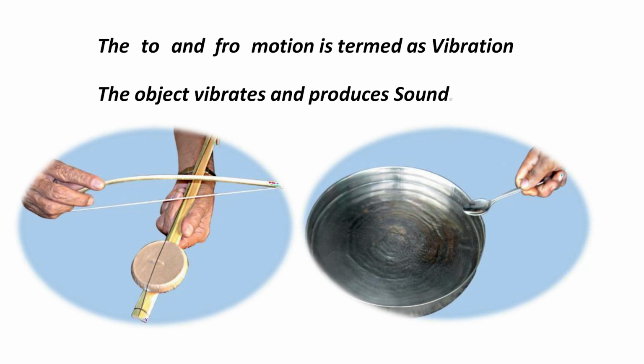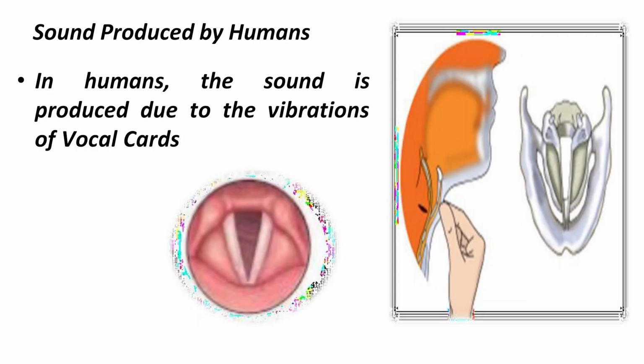And also some more examples. We shall take a steel plate. If you hit the steel plate with a spoon, we can get sound. And also some more examples are there. In all the examples we observe, the to and fro motion is termed as vibration, and the object vibrates and produces sound. Nice, very nice. I am speaking with you. How is the sound produced? The sound is produced due to the vibration of the vocal cords. So, due to the vibrations of the vocal cords only, the sound is produced and you are hearing.